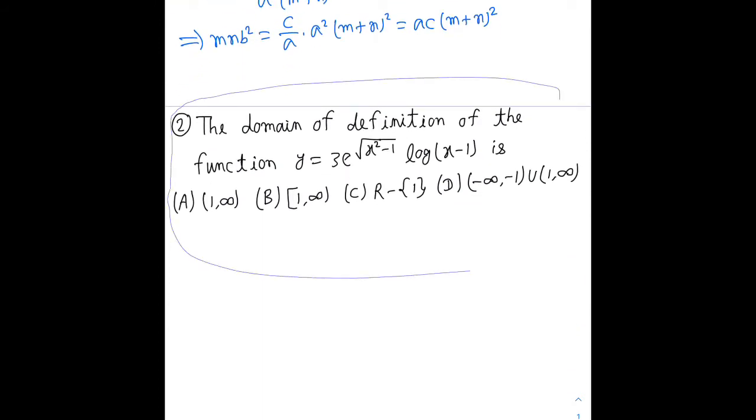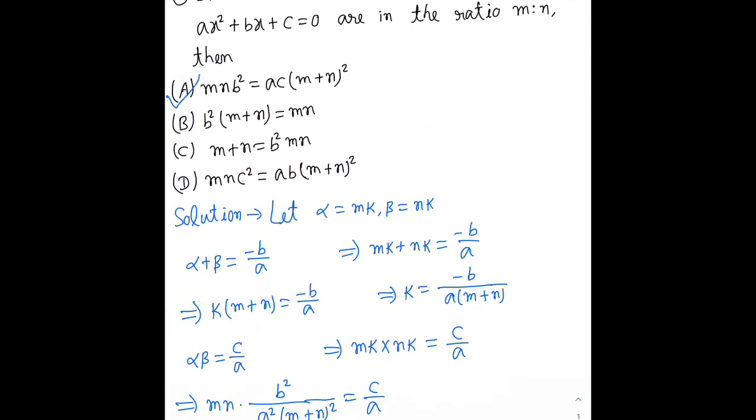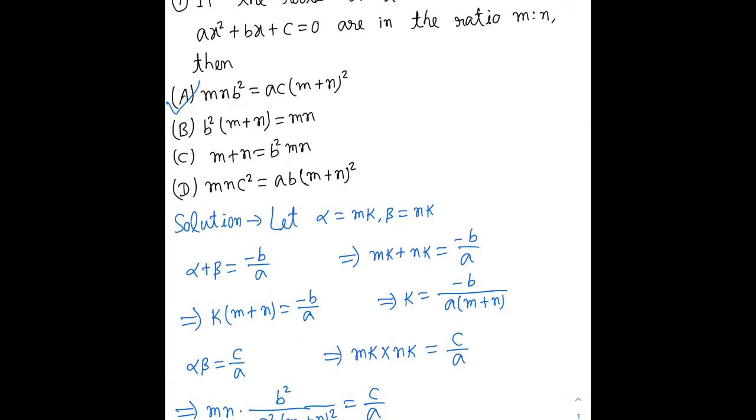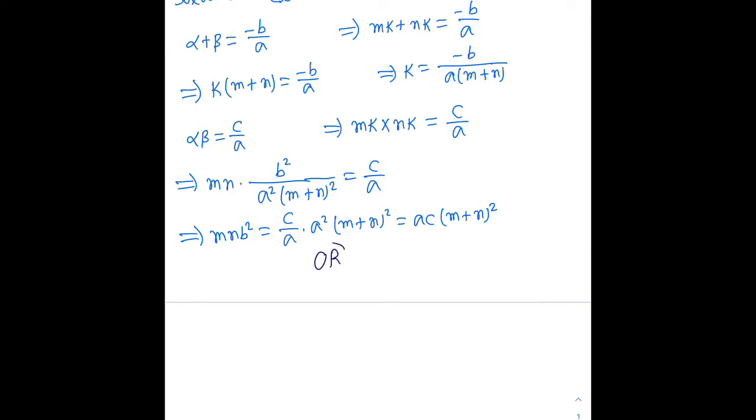Now there is an alternative method also to do the sum, so we'll discuss that also. The alternative method would be: roots are given in the ratio m is to n, so can we take the roots as 1 and 2? This is the trial and error method. If you take alpha as 1 and beta as 2, what will be the ratio of the roots? 1 is to 2. So it means m will be nothing but 1 and n will be nothing but 2.